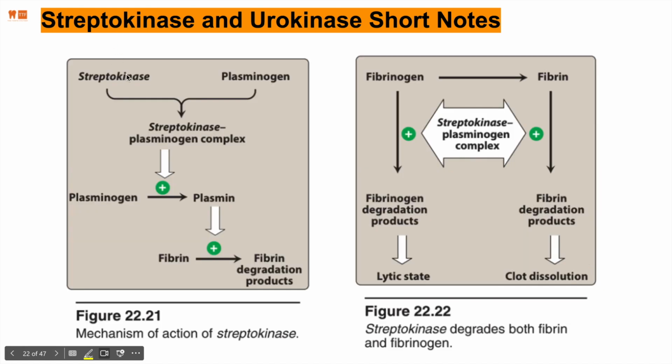So streptokinase and plasminogen create a streptokinase-plasminogen complex, and we're back to square one, which is plasminogen to plasmin, fibrin to debris. Fibrinogen to fibrin positively feeds fibrin degradation products. Clot is dissolved. When fibrinogen, the inactivated molecule, positively feeds into debris, then it's known as lytic state. Just a little bit of side information to remember.